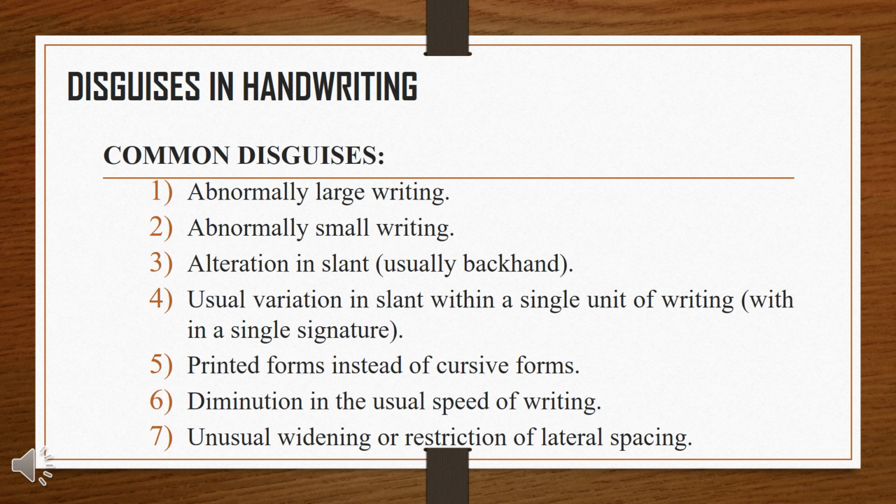Disguises in handwriting. Common disguises: abnormally large writing, abnormally small writing, alteration in slant, usually backhand, unusual variation in slant within a single unit of writing, within a single signature, printed forms instead of cursive forms, diminution in the usual speed of writing, and unusual widening or restriction of lateral spacing.